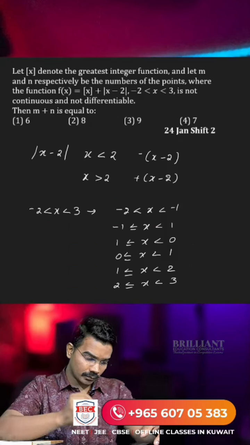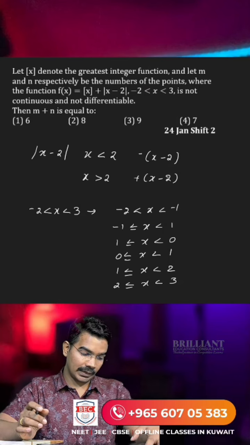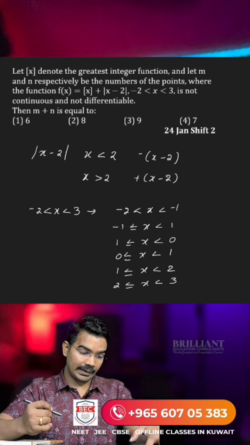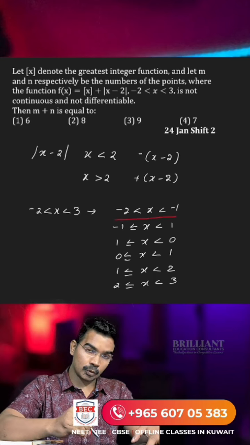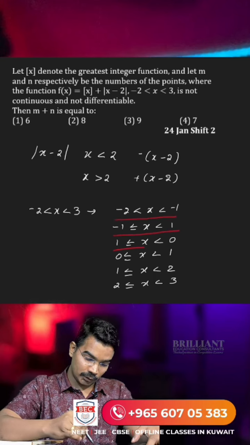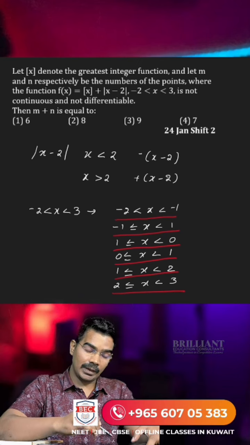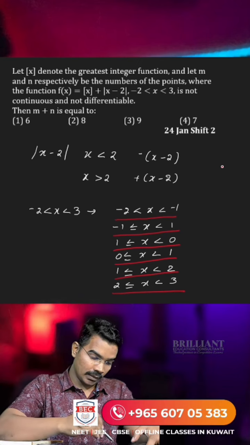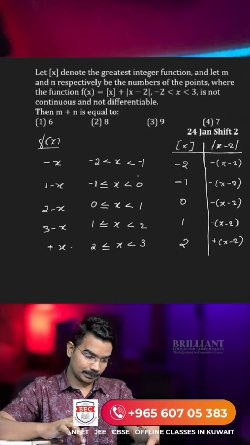So here, if you look at the question, there is a greatest integer function and a modulus function. Because of the greatest integer function, I have divided this interval into 5 parts: −2 to −1, −1 to 0, 0 to 1, 1 to 2, and 2 to 3. And if you look at the modulus function |x − 2|, for x less than 2, we have to open the modulus function with a negative sign, and for x greater than 2, we have to open it with a positive sign. So if this is clear, let's move to the next.